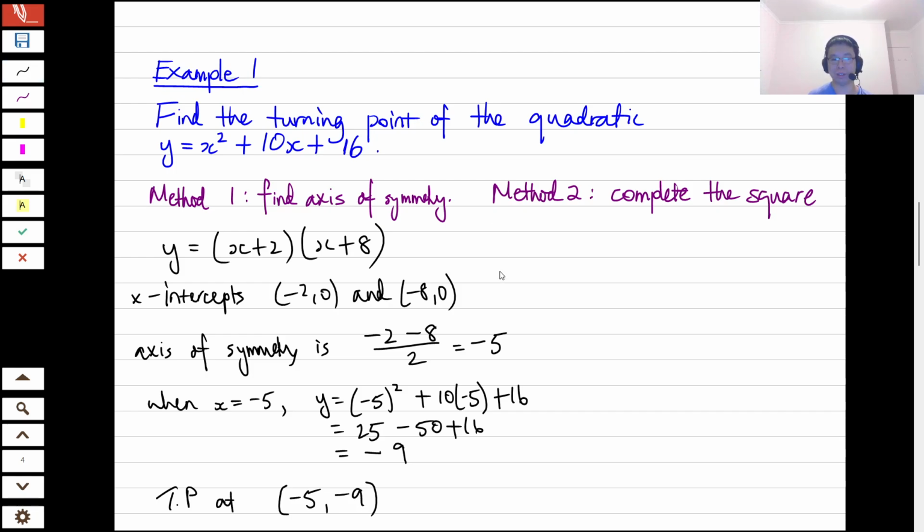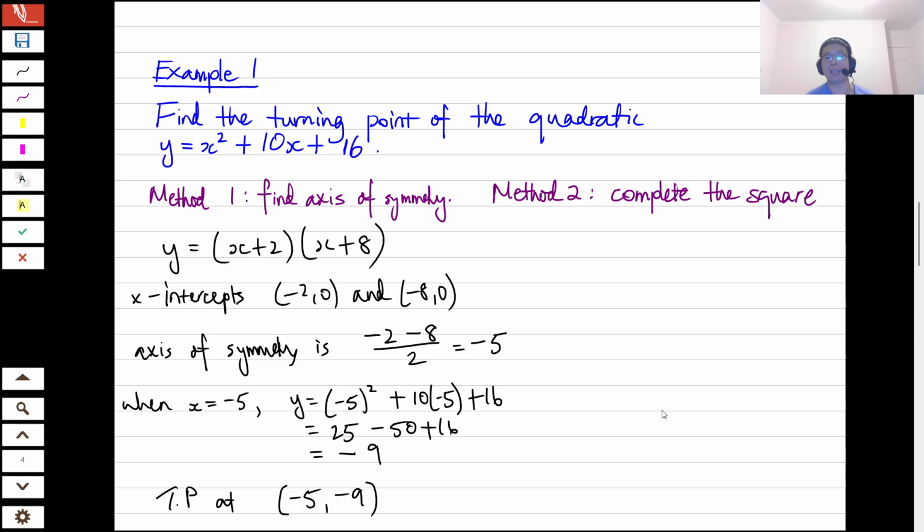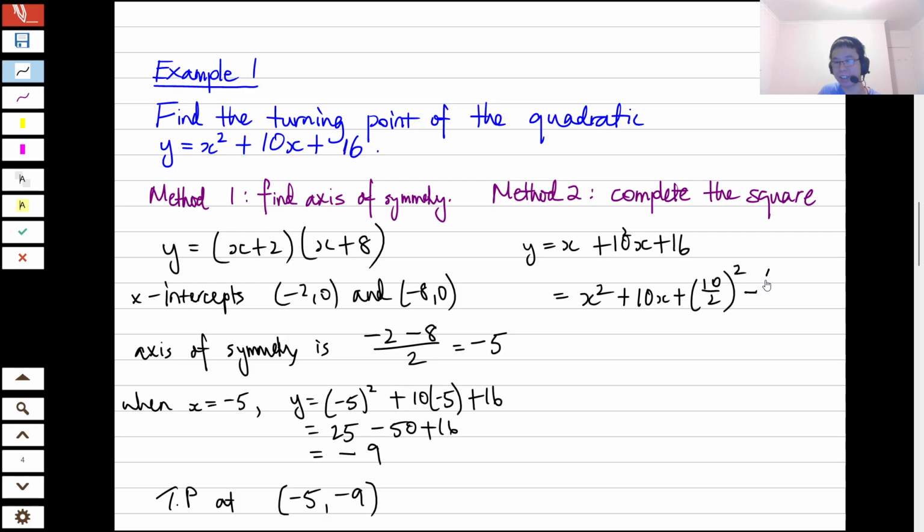Notice I did not need to complete the square because I could find an easy way of factorizing this quadratic. That's not always going to be possible. So if it wasn't possible, this is what we would need to do. To complete the square, what I need to do is take half of the coefficient of x and square it. So in this case, half of 10 is 5, but I'm going to deliberately write 10 on 2 to make it clear. So plus 10 on 2 squared, minus 10 on 2 squared, plus 16.